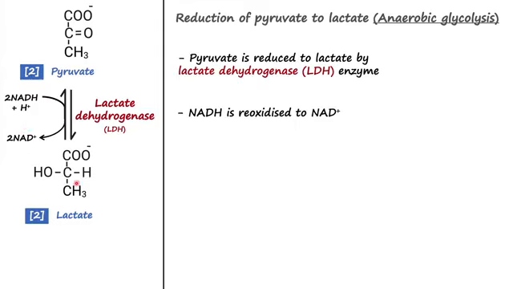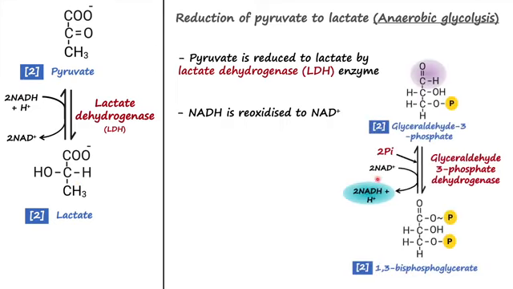So now this NAD plus is available to be utilized in the previous reaction of glycolysis, that is the conversion of glyceraldehyde 3-phosphate to 1,3-bisphosphoglycerate. So now you know the importance of NAD plus, because if there is not enough NAD plus available, NADH must be reoxidized to NAD plus to make sure that glycolysis pathway is continued.